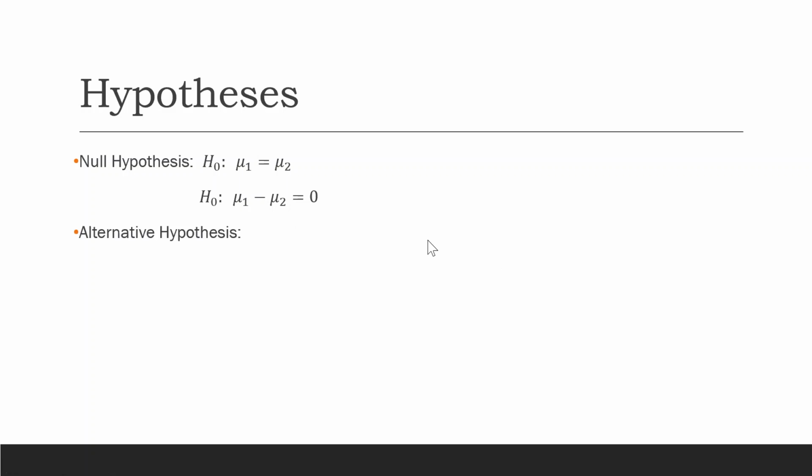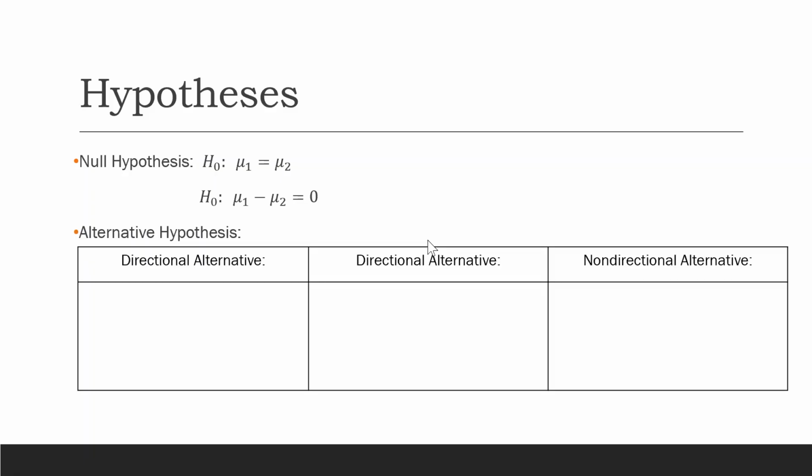Of course, with our alternative hypothesis, we want to show an inequality. Remember that there are multiple types of alternative hypotheses. For instance, we may have directional and non-directional alternatives. We can choose one of these. One of the directional alternatives is that mu sub 1 is greater than mu sub 2. So the population mean in group 1 is greater than the population mean of group 2.